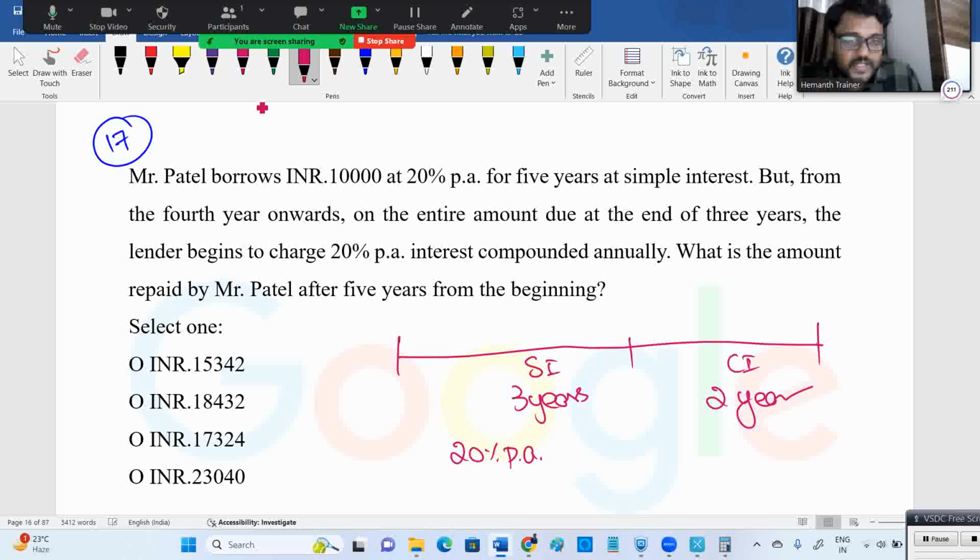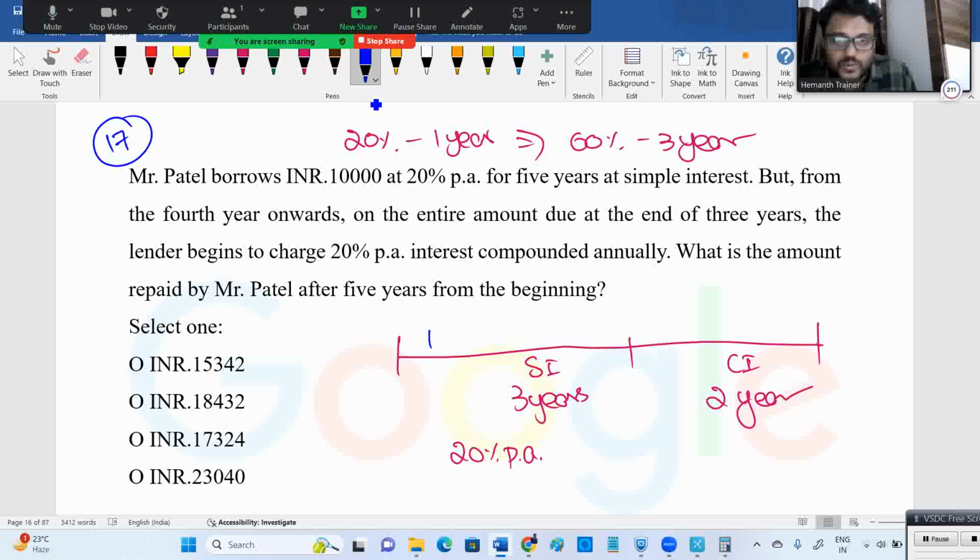Here compound interest. In simple interest, what is there? 20% for 1 year, so 3 years means 60% is the interest profit you got. 60% of 10,000 means 6,000. So 16,000 is the amount you will receive after 3 years. Now that 16,000 is the investment for the next 2 years for compound interest at 20% per annum. Now what is the amount?